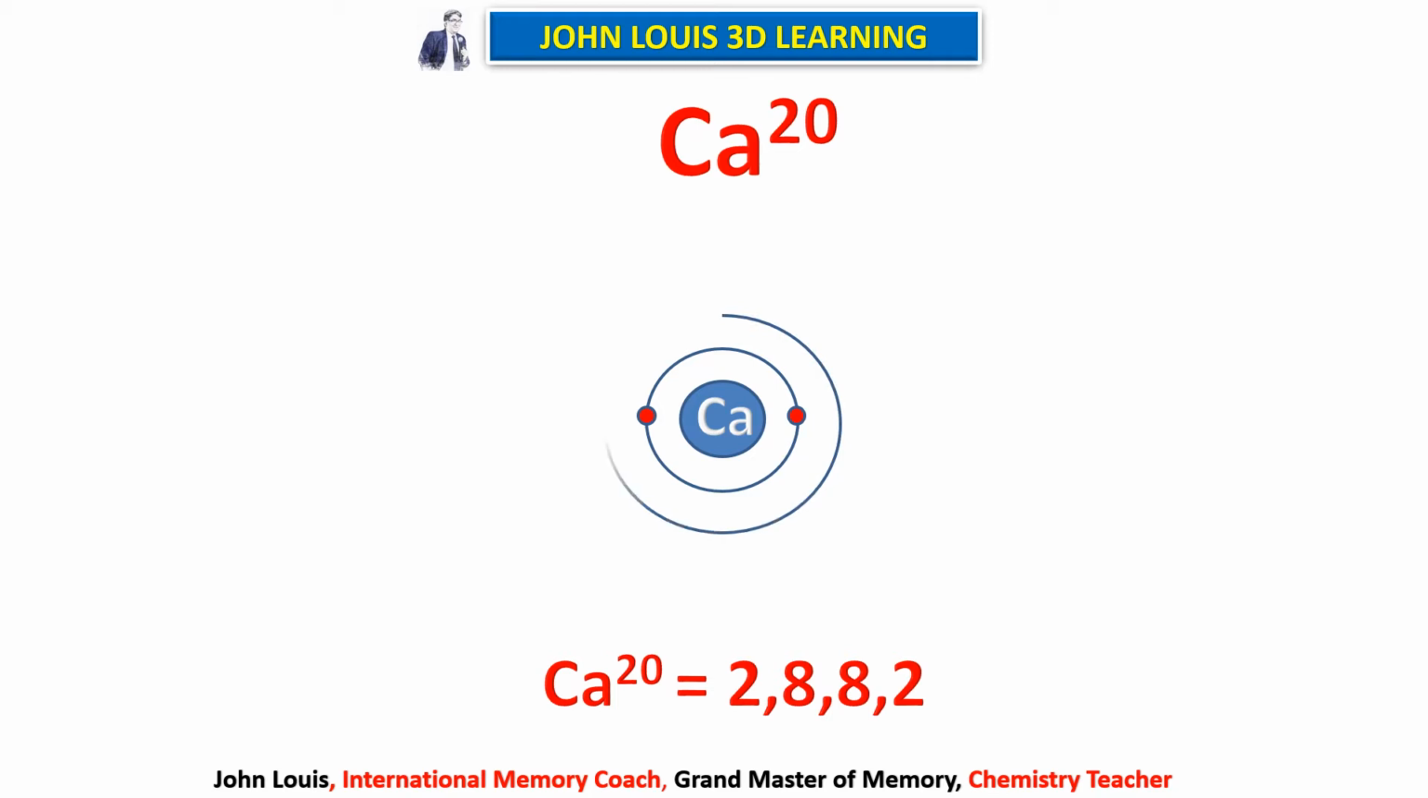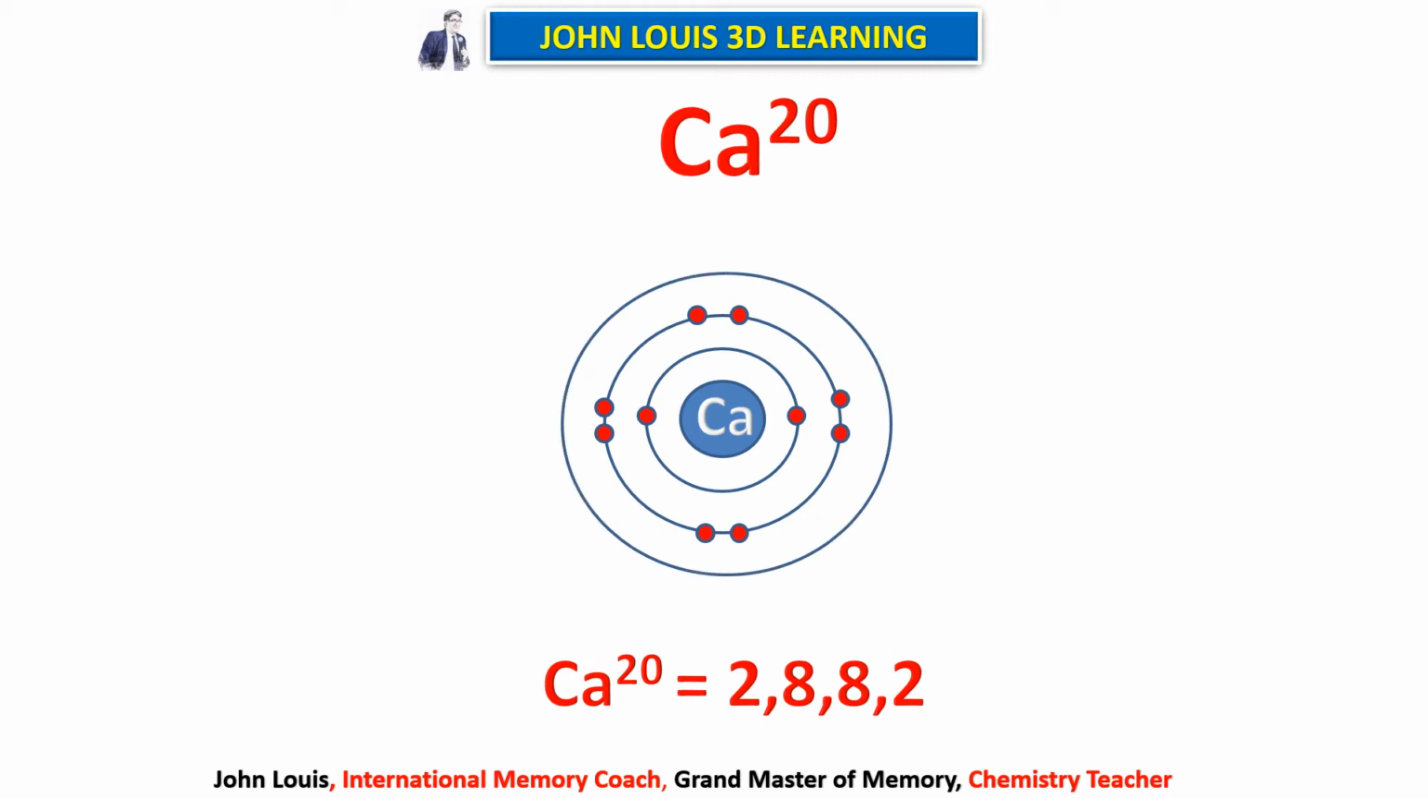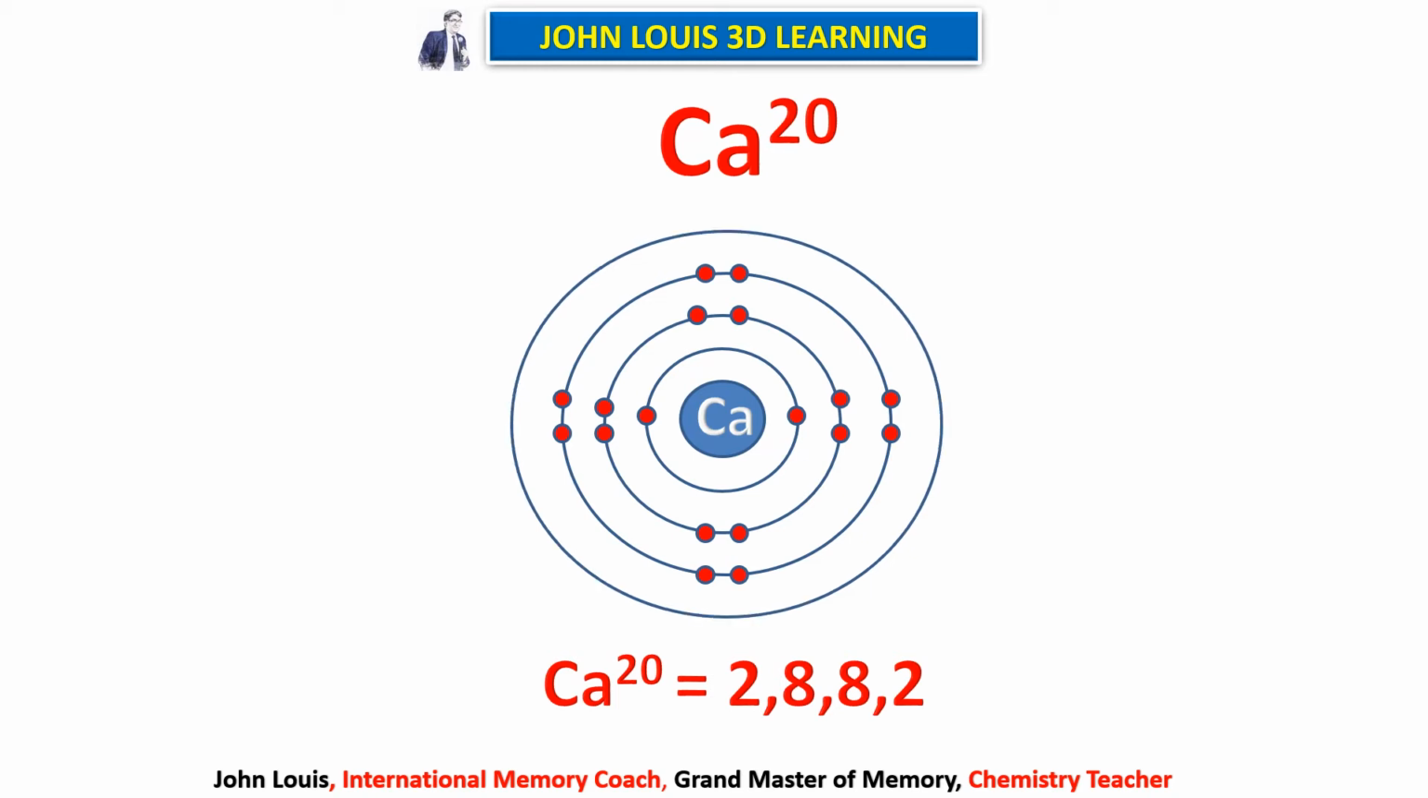Second orbit 8 electrons: 1, 2, 3, 4, 5, 6, 7, 8. So 2 plus 8, 10. 10 more we need to fill up. The third orbit also has 8 electrons. This is the third orbit: 1, 2, 3, 4, 5, 6, 7, 8. So 2 plus 8, 10, 10 plus 8, 18. 2 more left. The last 2 electrons are filled up in the fourth orbit.